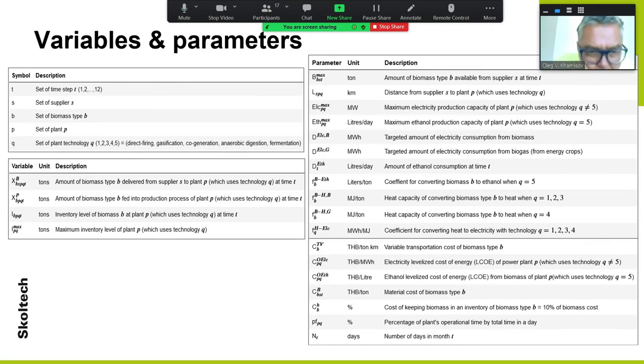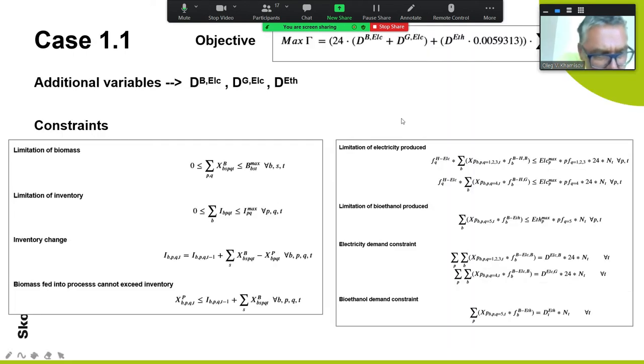Okay, so here are the variables and parameters. Let's start with how I find the bioenergy potential. First, I try to maximize the electricity from biomass, which is DELC here, the electricity from biogas, which is GELC, and ethanol, DETH. And the constraints are as follows.